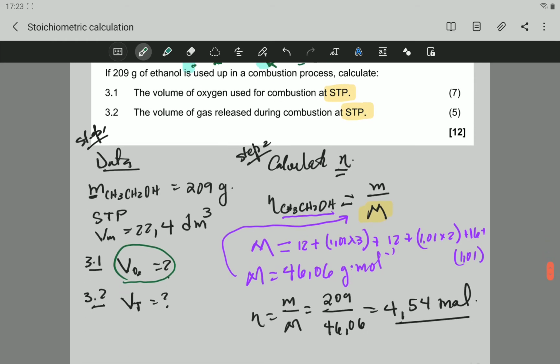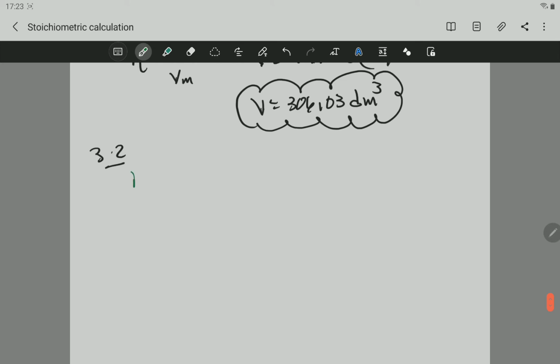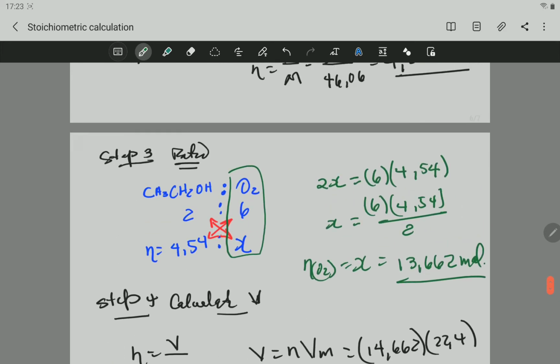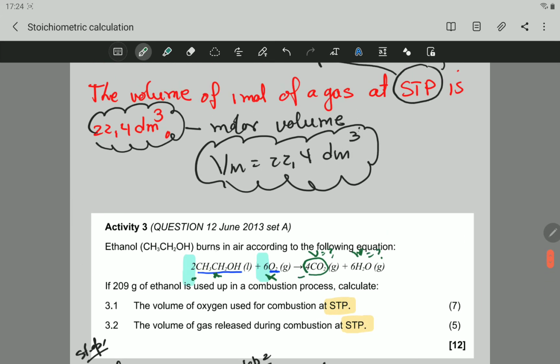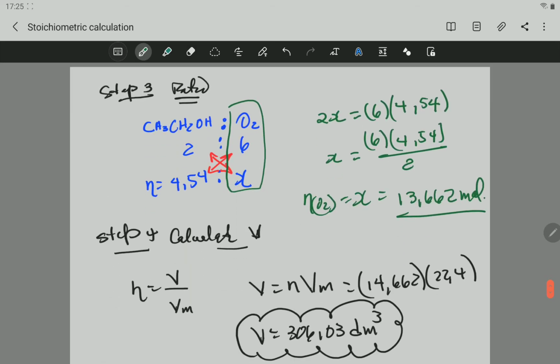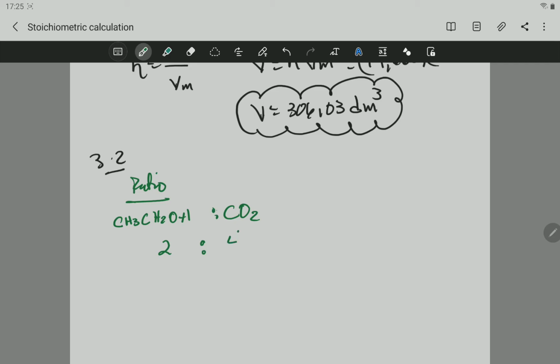You can use the ratio and then use cross multiplication. So let's use the ratio of CH3CH2OH to carbon dioxide. So we are going to look at the ratio of ethanol to carbon dioxide, CO2. What is the ratio of ethanol here to carbon dioxide here? The ratio is 2:4. Now, what I say is easy: 2:4 is the same as saying 1:2. In other words, whatever amount you have for the reactant, you will get double that amount in the product.